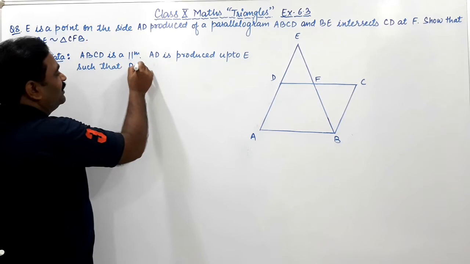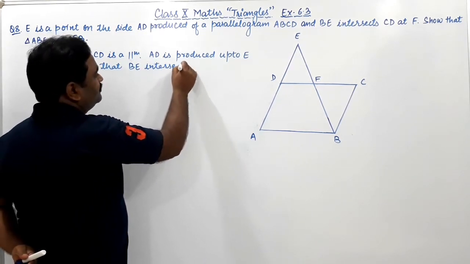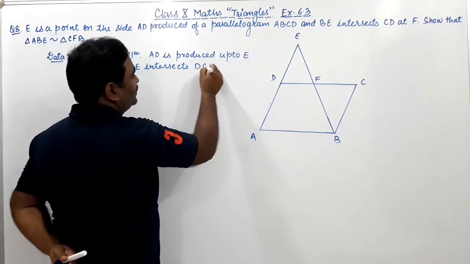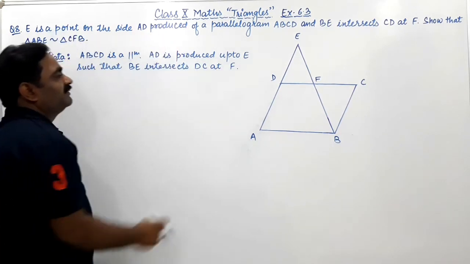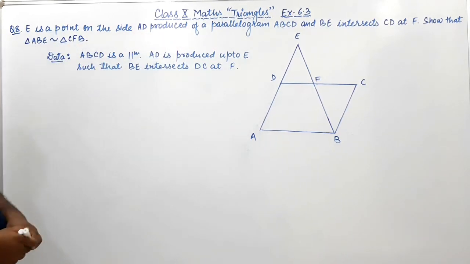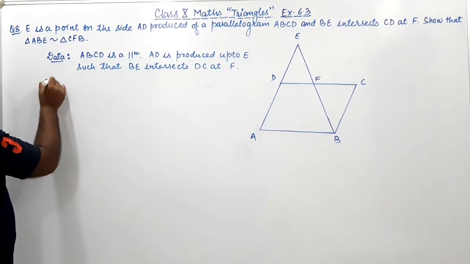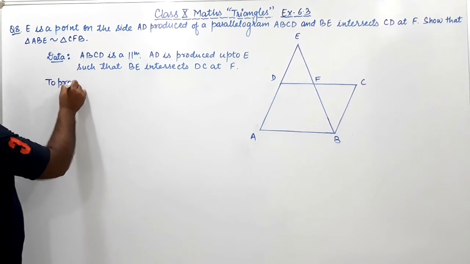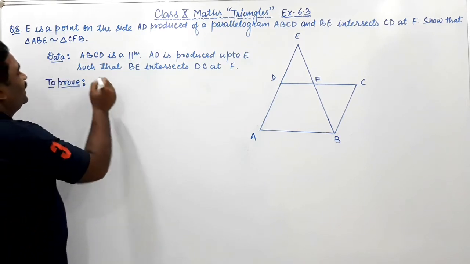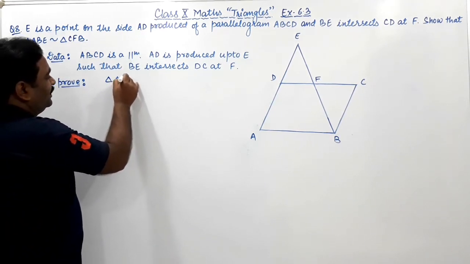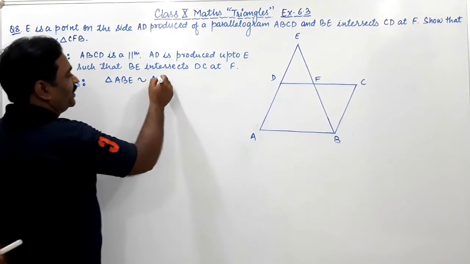BE intersects DC at F. Clear? Very good. Now we need to write down what we are going to prove. To prove that triangle ABE is similar to triangle CFB.